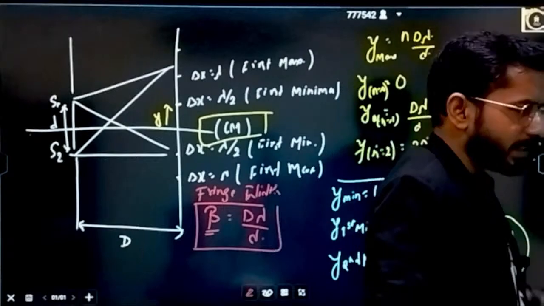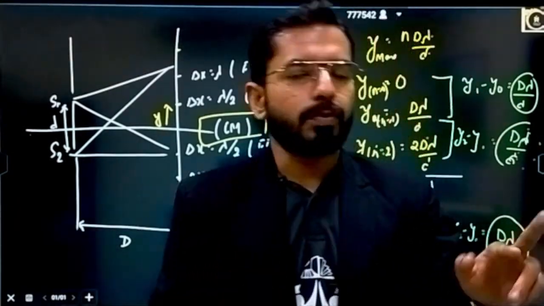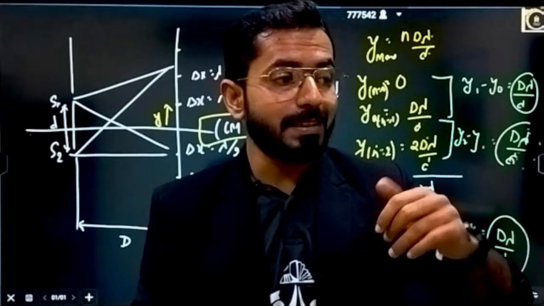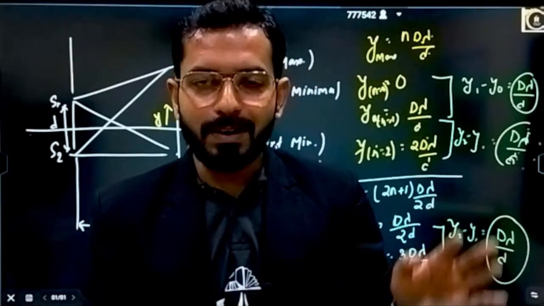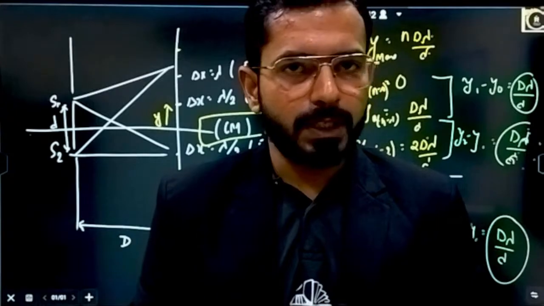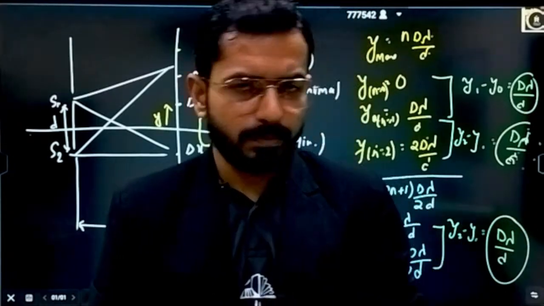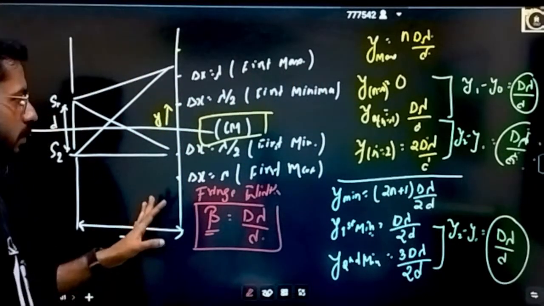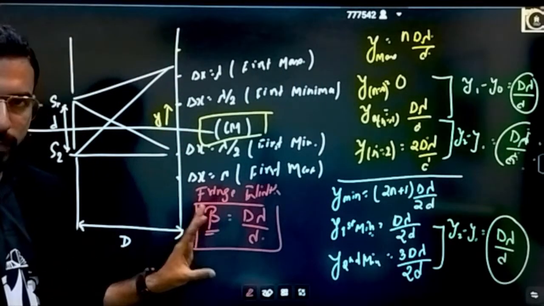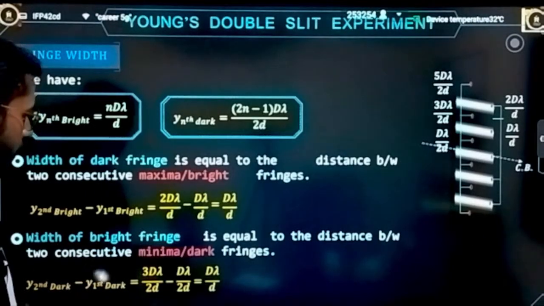You can see at every distance, you can take any consecutive maximas: third maxima, fourth maxima, fifth maxima, or consecutive minima. When you take the difference in the YDSE experiment, you will always have the distance D lambda by d, which is defined as fringe width. Is it clear? Correct? Fine. Any problem? So this is completely explained here.